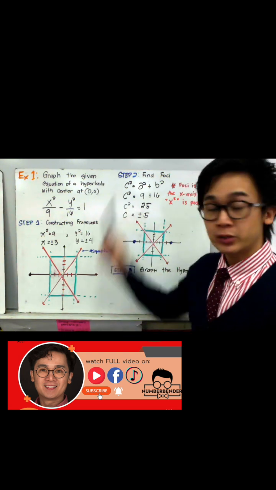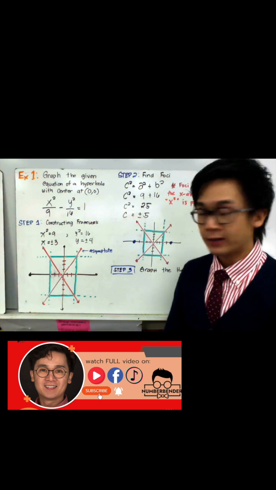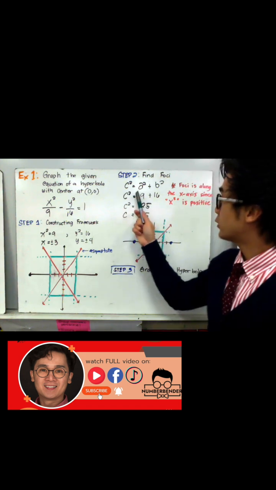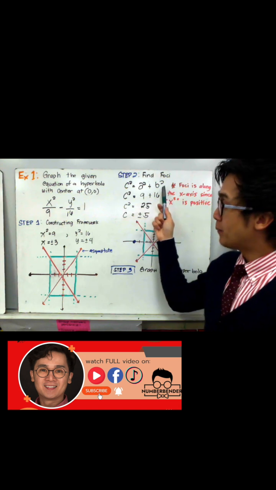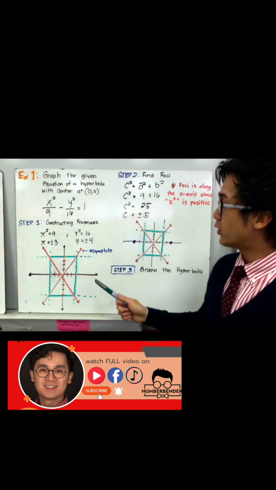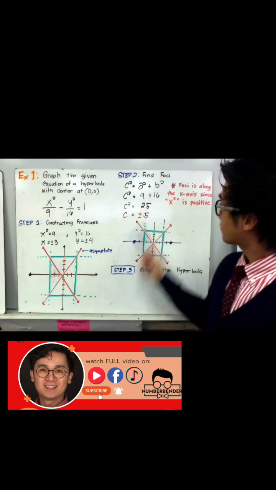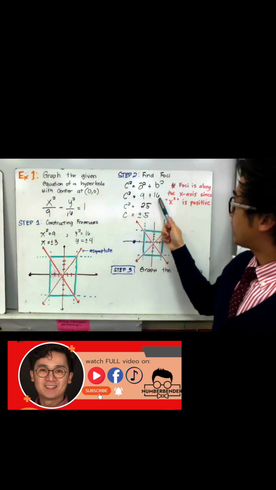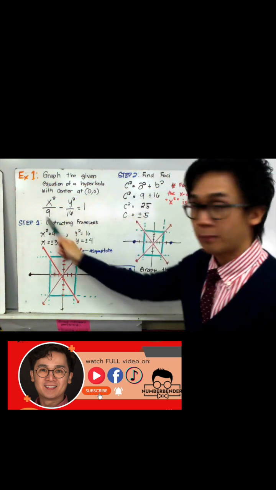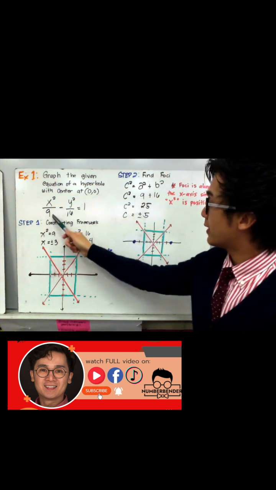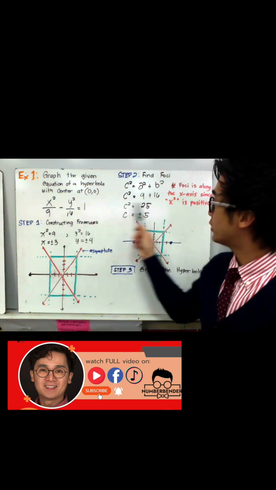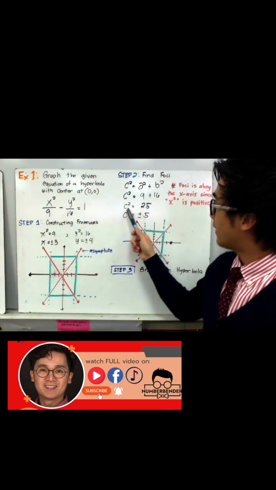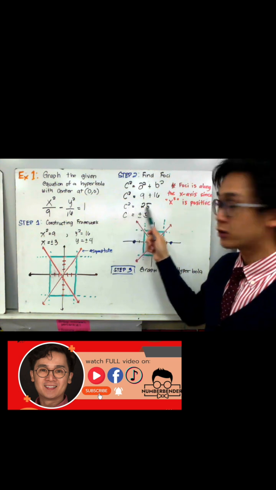Now, for step number 2, we're going to find our foci. To find the foci, we will use the formula c squared is equal to a squared plus b squared. From step number 1, we're able to find the values of a and b by using the denominators. So we know that this will be your a and this will be your b for your formula. Just plug it in to find the value of your c, which is c squared equal to 25.